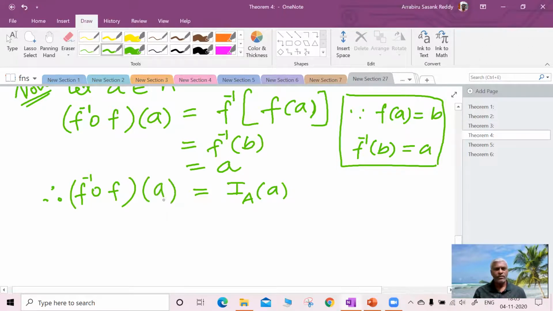So these two are equal, as the range is equal and they are defined on the same domain. Therefore, these two are equal.